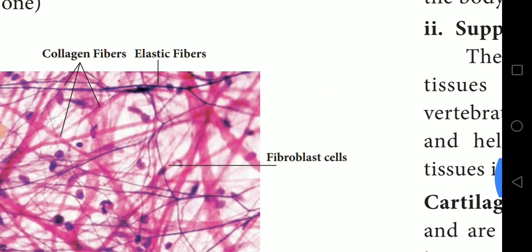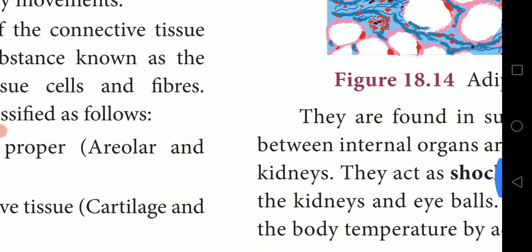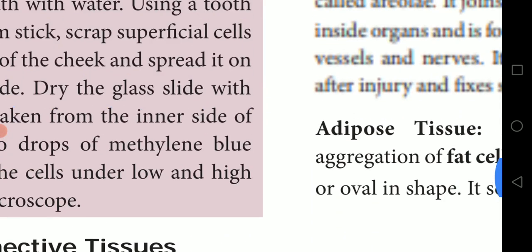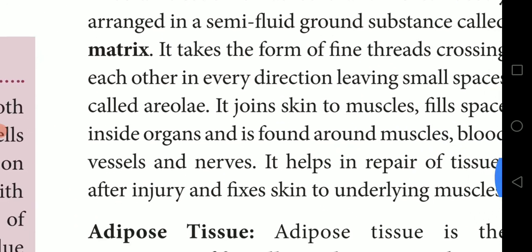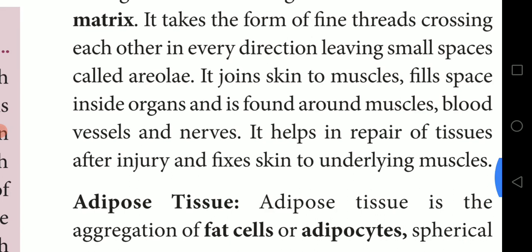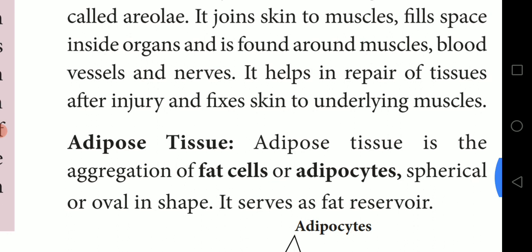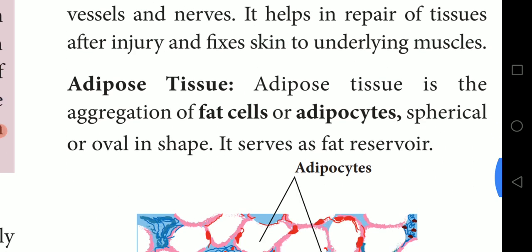Next we'll see the functions of areolar tissue. It joins the skin to muscles, fills space inside the organs, and is found around the muscles, blood vessels, nerves. It helps in repair of tissues after injury and fixes the skin to the underlying muscles. The next tissue is adipose tissue. Connective tissue proper has two types: one is areolar, which we have completed, and the next is adipose tissue.